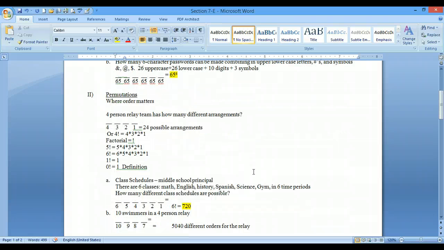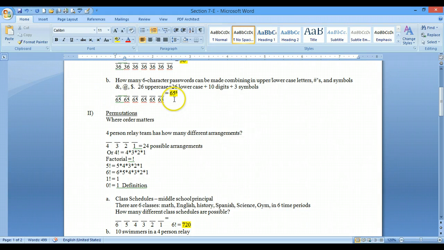Let's move to Roman numeral 2, which is permutation. Permutations are where order matters. So let's move to a 4-person relay team. How many different arrangements can this 4-person relay team have? Now, one person, because it's a relay team, can't be in the first position and in the last position, which would be our arrangement with repetition.